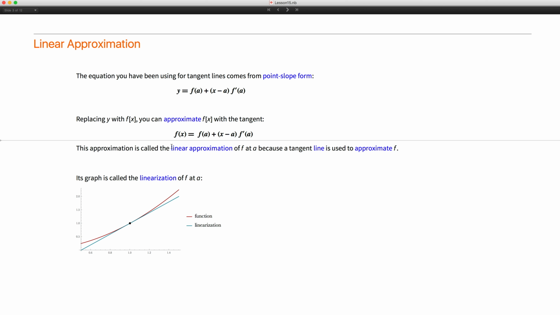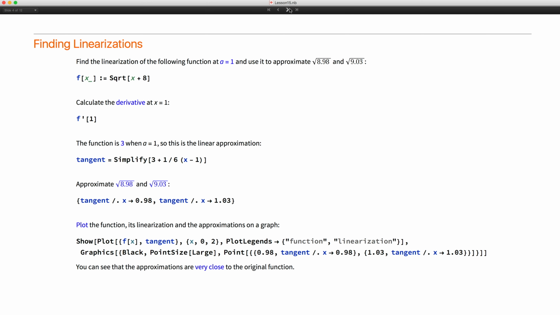And this approximation is called the linear approximation of f at a, because the tangent line is being used to approximate f. So here's the picture. You have the function and you have the tangent line, and that tangent line is now called the linearization. So linear approximations are a very important tool in calculus. And as an example, let's take this function f of x equal to square root of x plus 8.